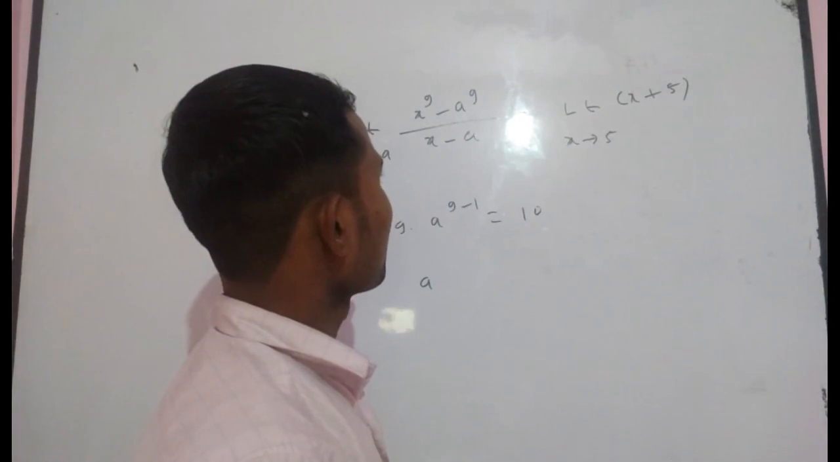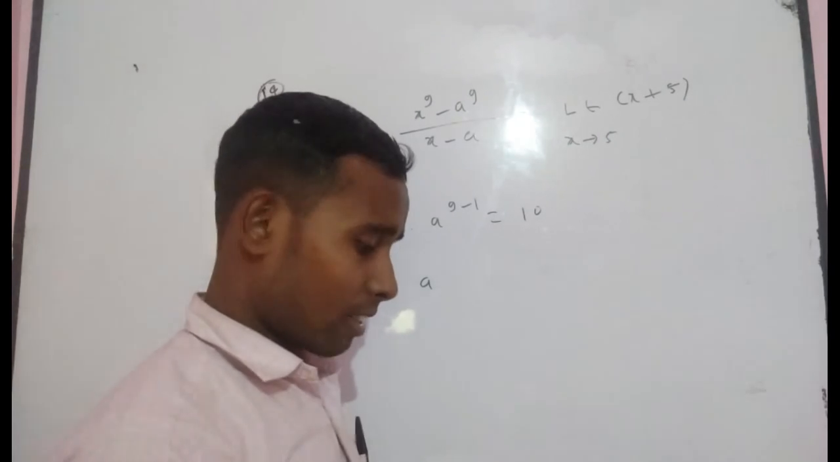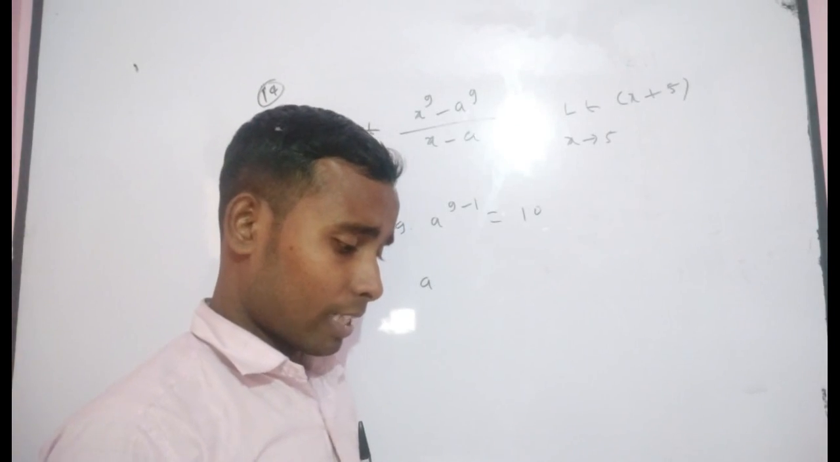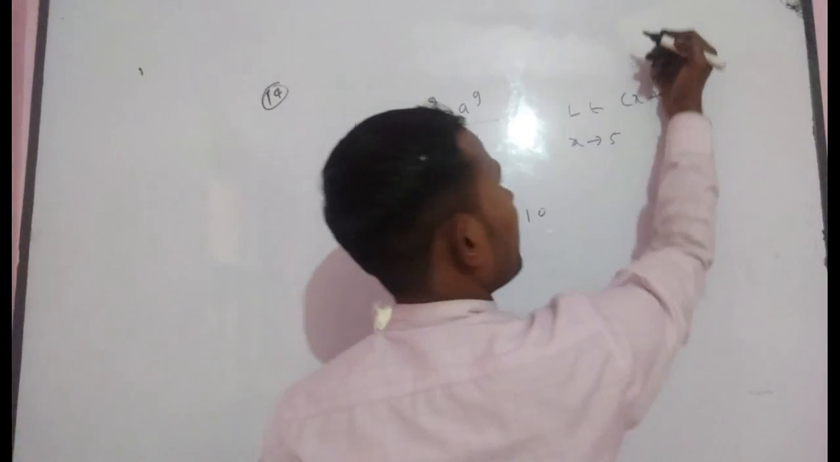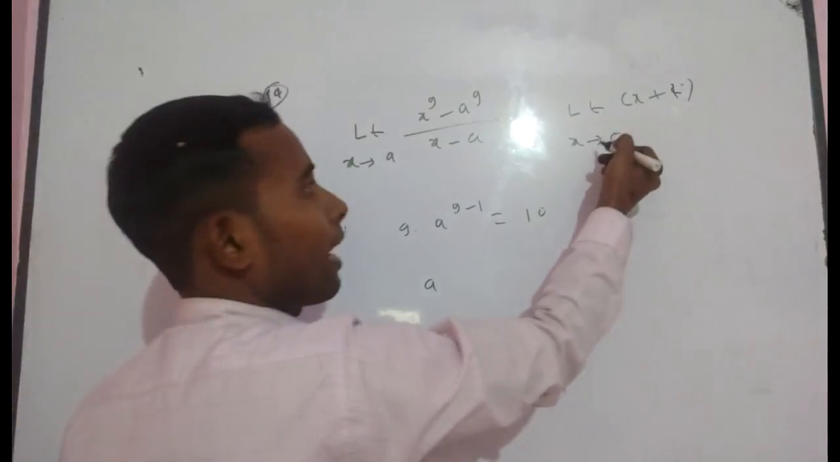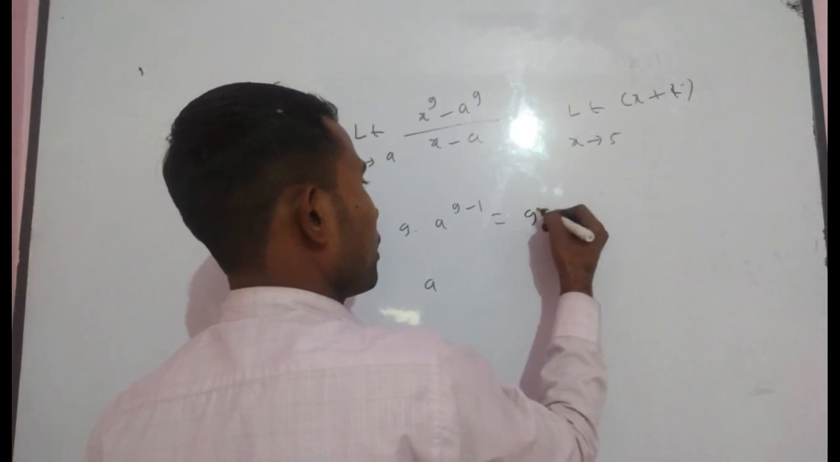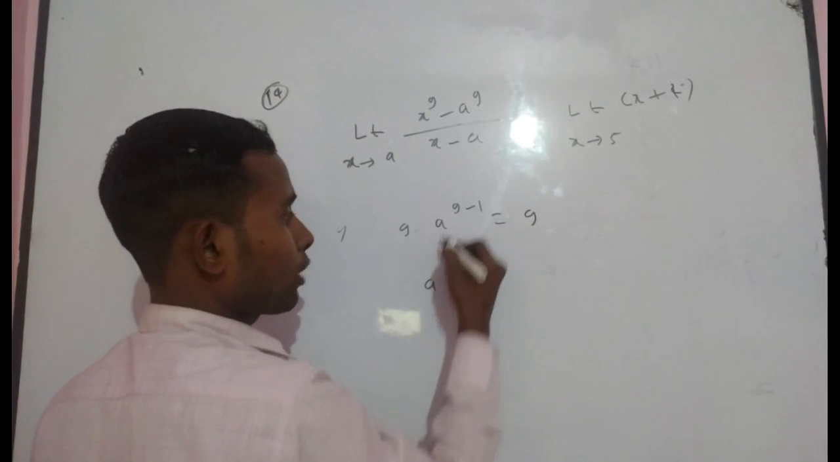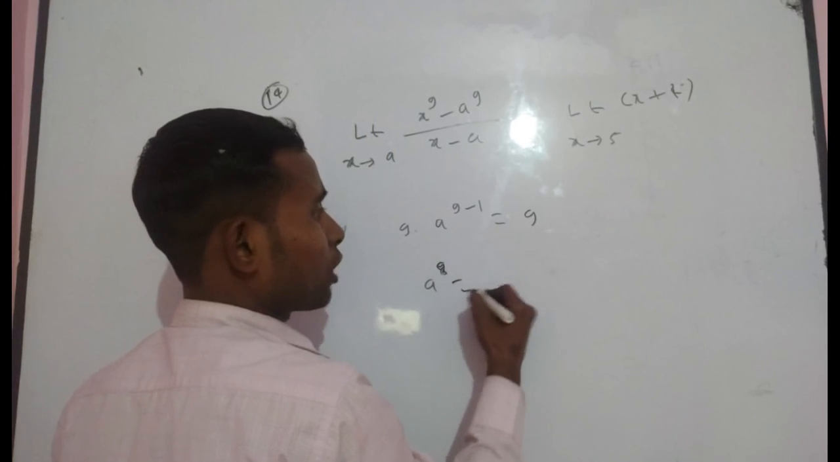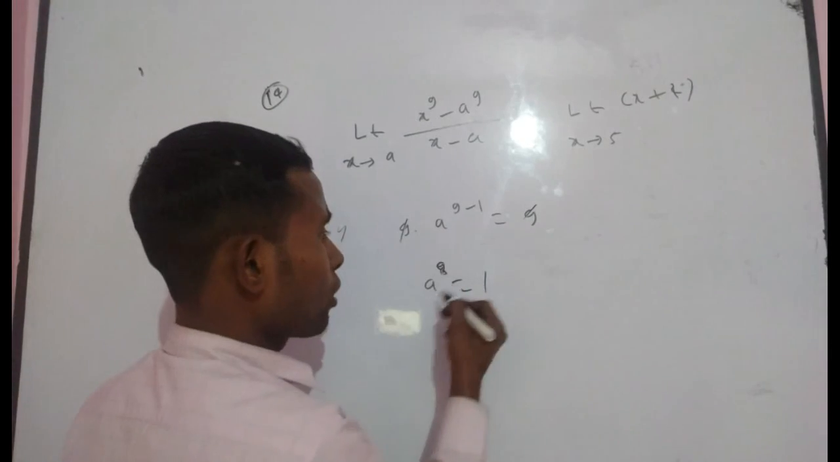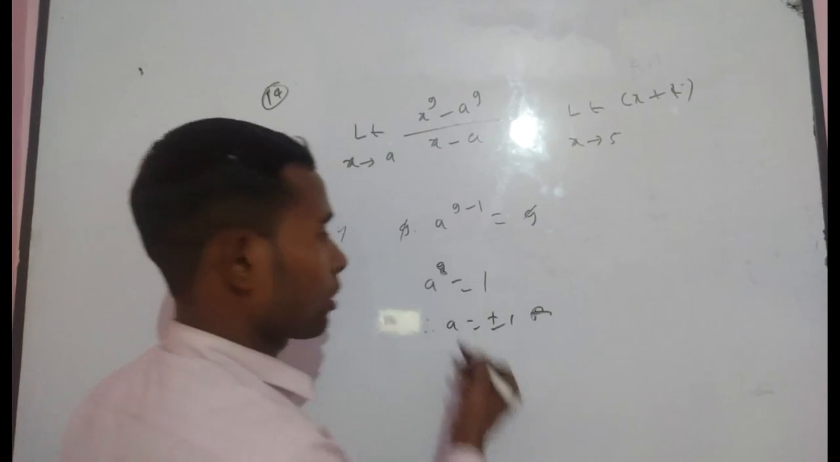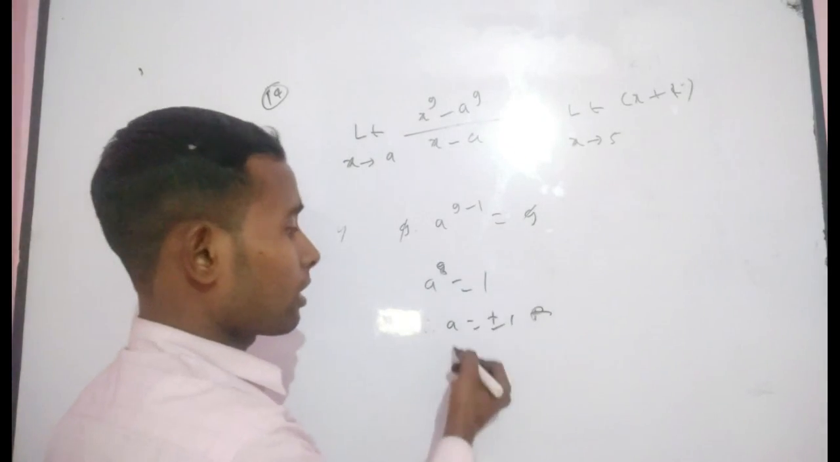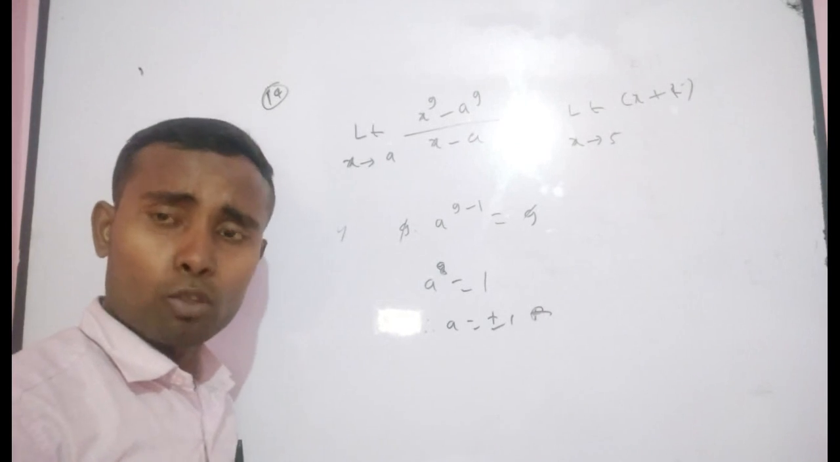What is given in this problem? I think I have written this problem somewhere incorrectly. One minute wait. There is 4 in this problem. There is 4. Sorry. If you put here 5 plus 4, that will be what? 9. So 9 into a to the power 9 minus 1, that means 8, is equal to 9. If 9 cancels, so a to the power 8 is equal to 1. So a is equal to plus minus 1. Because if a to the power 8 is equal to 1, then a will be what? a is equal to plus minus 1.